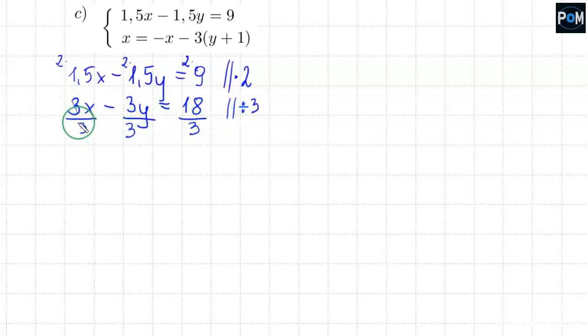Here I divide by 3, here I divide by 3, and here I divide by 3. Here the 3's cancel out, it results in x. Here the 3's cancel out, giving a negative y, and 18 divided by 3 equals 6. And this equation is already quite a cool equation. I would like to have a situation where x equals something or y equals something. So here I will easily solve for x. This negative y is a bit trickier, x is simpler.